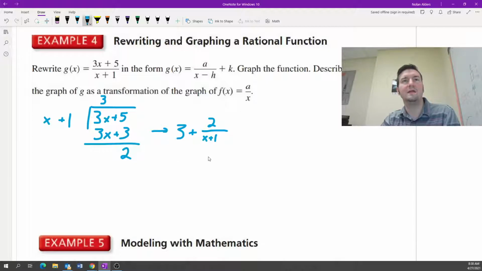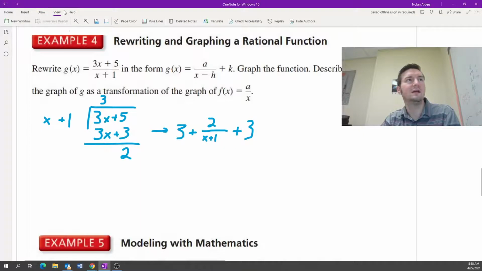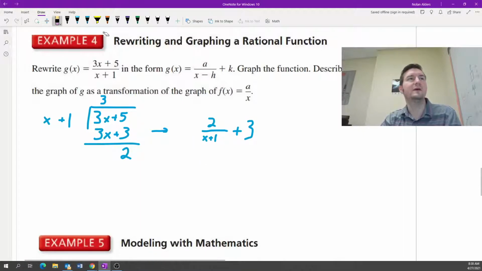And then actually, we want the plus 3, or the plus k, to be over on that side. So we'll move plus 3 over here and erase this one. So here we go. We have it in the correct form now. So when you do that division, it gets it in this form. And then we can graph the function and describe the graph as a transformation.